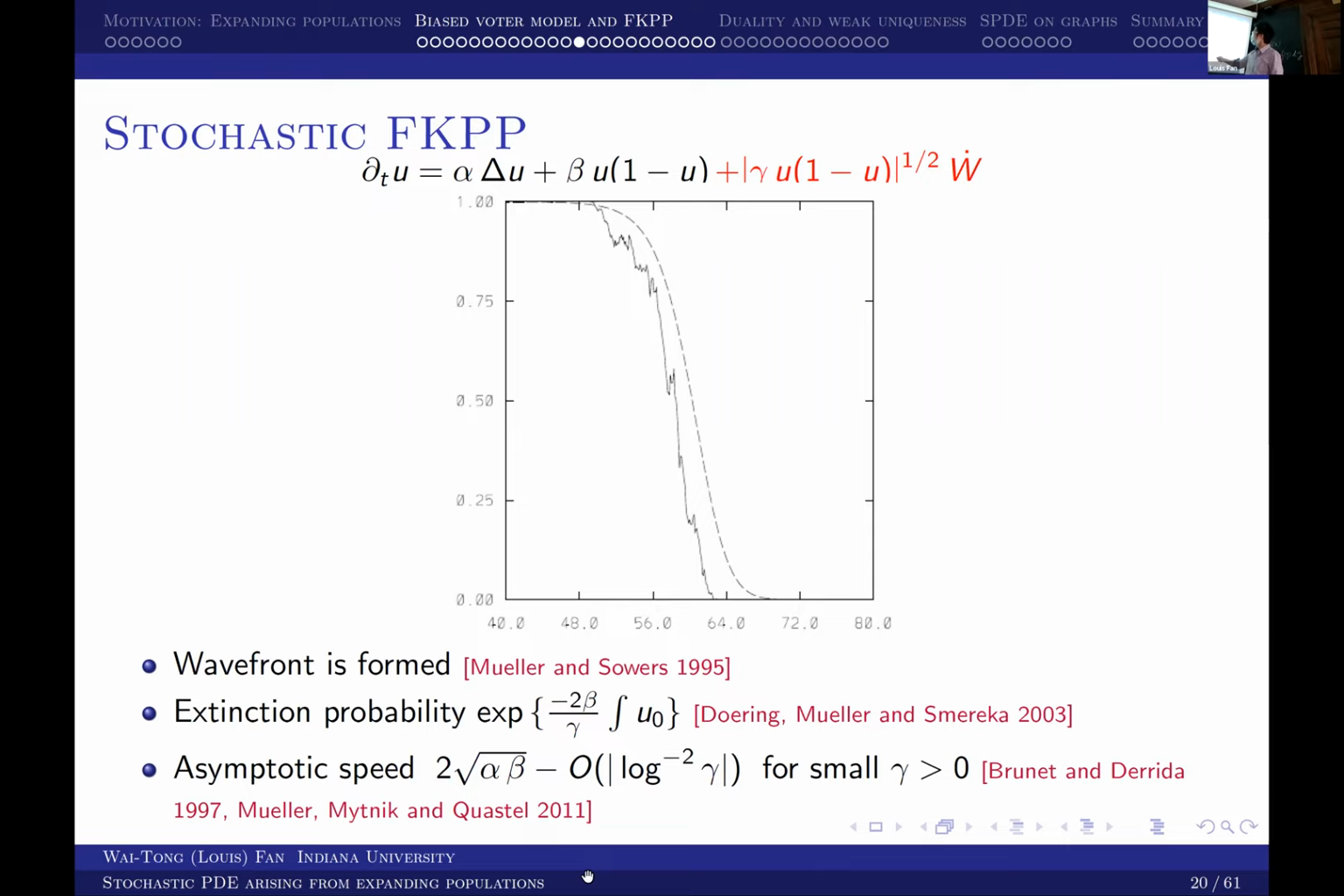Well, I should mention that now we have to assume there's a positive, finite volume initially, like a bump function, which has finite volume. Then there's a positive probability to go extinct, and it is given by this formula. This can be proven by a duality method that I may explain a little bit.